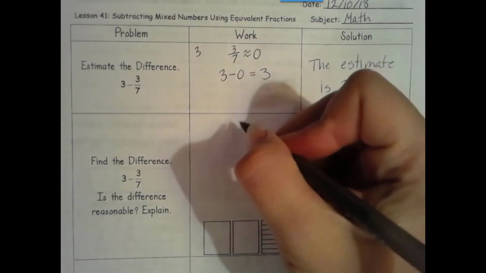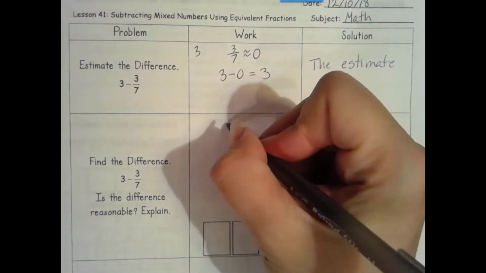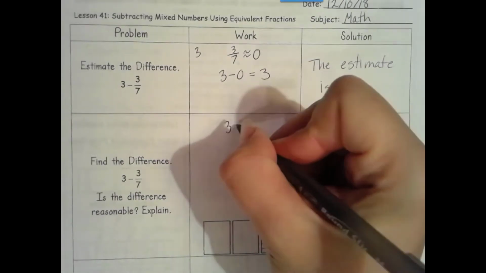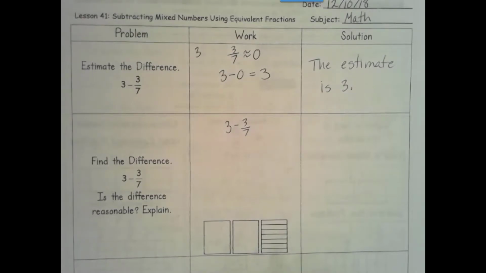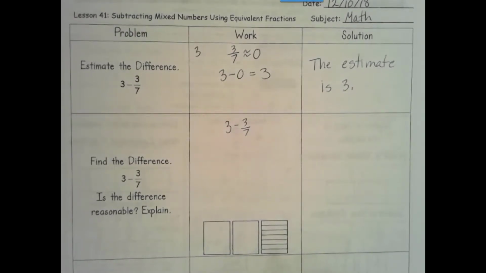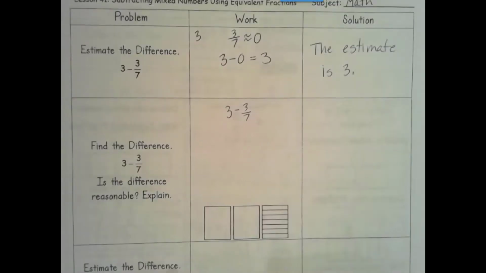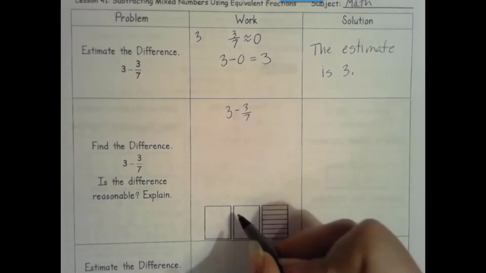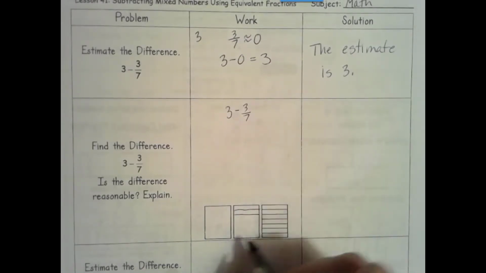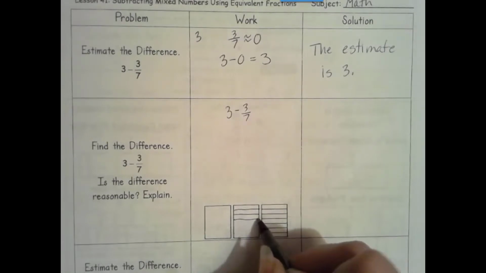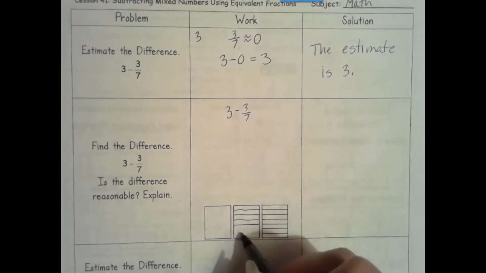Alright, so here we have 3 take away 3/7. First thing I need to do is take this 3 and cut it all up into 7s. So I have one of them already done, and I need to do the other 2. Remember, yours does not have to look perfect, but see if you can match the one that's already there.